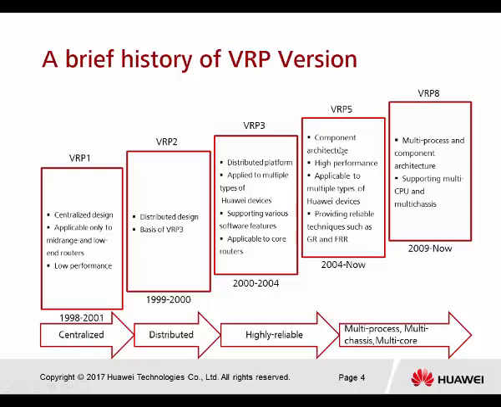So they can support the component architecture. They have the highest performance when you compare to the previous versions, VRP 1, 2, and 3. Applicable to multiple types of Huawei device, providing reliable technologies such as GR and FRR. The difference with VRP 8 is that it basically supports multi-process and the component architecture, when you have multiple CPUs and multi-chassis.